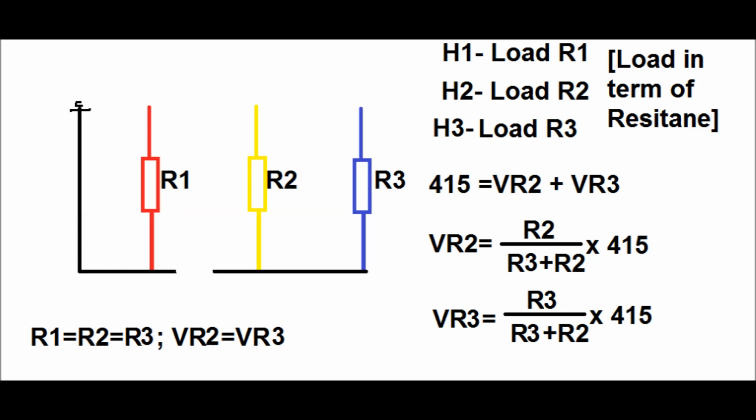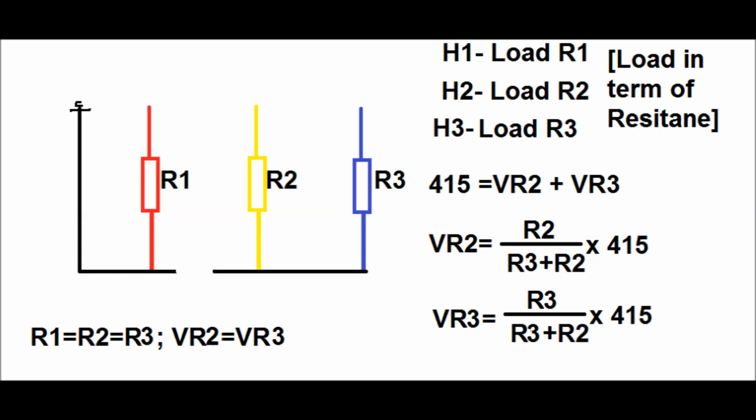Now the neutral is broken for household 2 and household 3. Household 2 load is R2 ohm and household 3 load is R3 ohm. So household 2 will sense a voltage of VR2 and household 3 will sense a voltage of VR3. VR2 is equal to R2 by (R3 plus R2) into 415 volt, and VR3 is equal to R3 by (R3 plus R2) into 415 volt, as per the voltage divider rule.